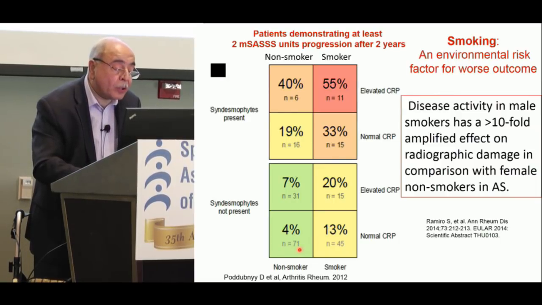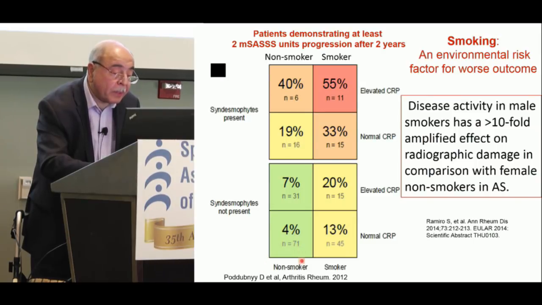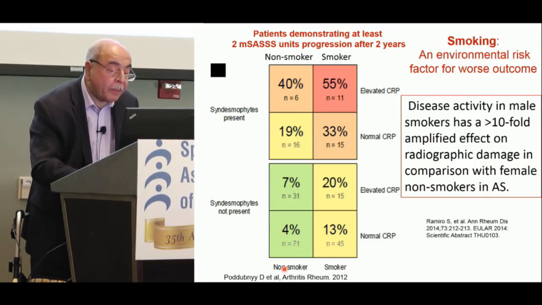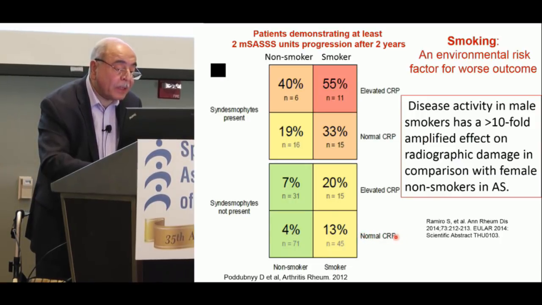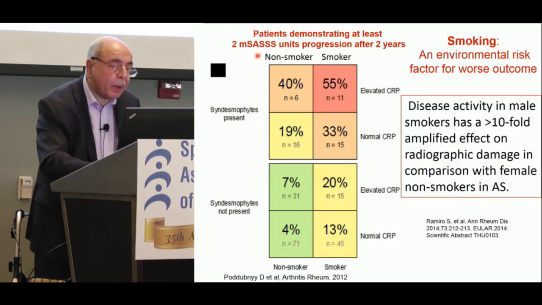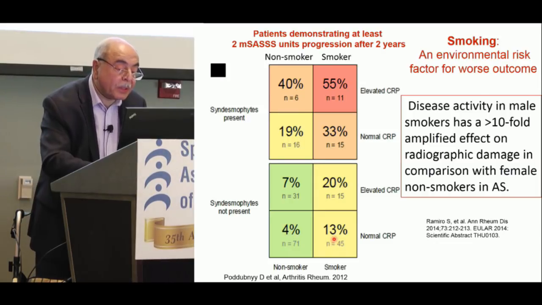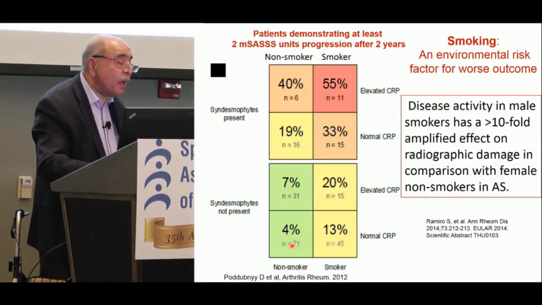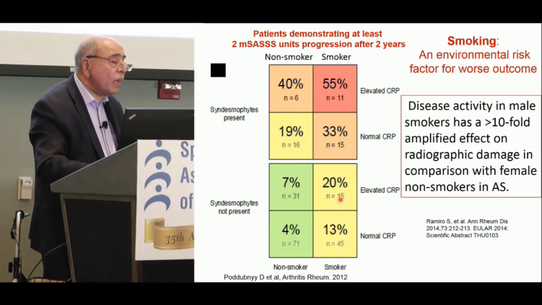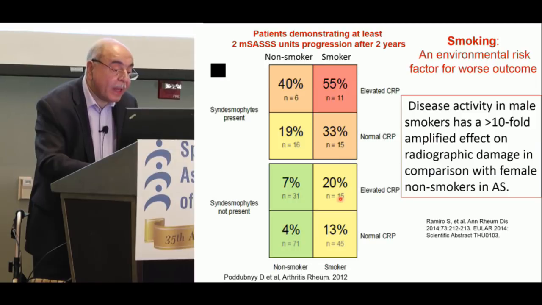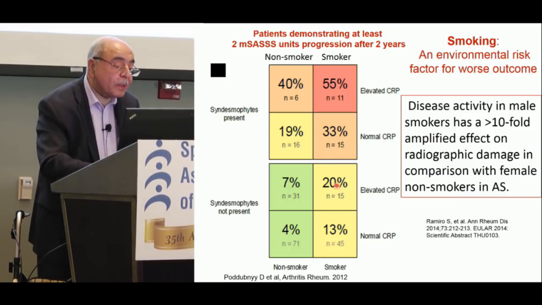If you are a non-smoker and your CRP is normal, that means you don't have active inflammation, your risk of getting bony bridging, measured by this thing called mSASSS, over 2 years is 13% if you are a smoker, but only 4% if you are a non-smoker. Both have normal CRP. Those who have elevated CRP or ESR indicating active disease, the difference becomes even more: 20% if you are a smoker, 7% if you are a non-smoker.